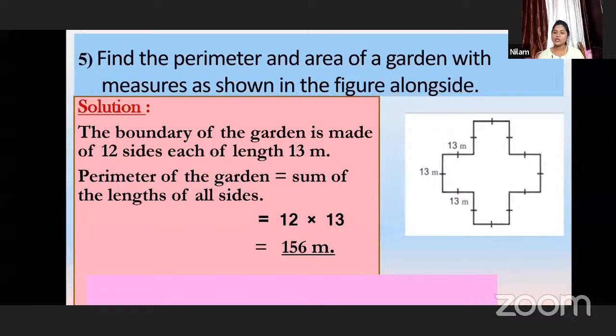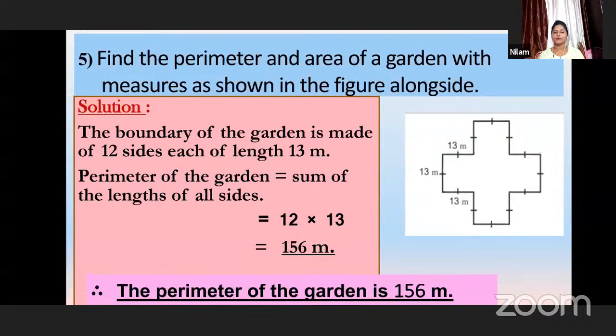Why have we used the unit centimeter? Because we were asked to find out the perimeter. Only in area we are writing the unit square. So the perimeter of the garden is 156 meter. Now let us find out the area.